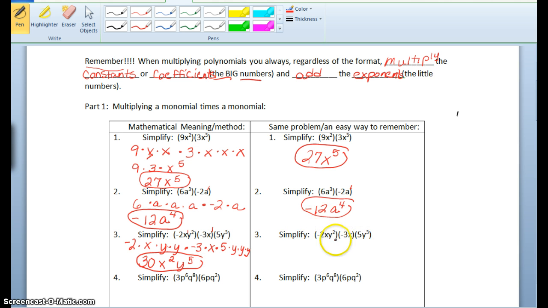Now, the easier way: we make sure all variables have an exponent. So we've got to put a little 1 above this x, and a little 1 above this x. Now we multiply the bigs. Negative 2 times negative 3 times positive 5 gives you 30. We have both the variables x and y, so we go ahead and write those down. For the x's, 1 plus 1 is 2. For the y's, 2 plus 3 is 5.